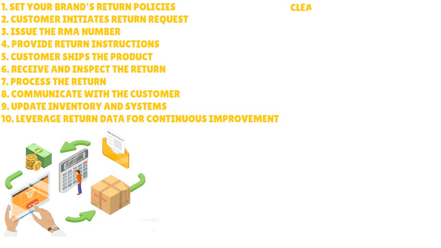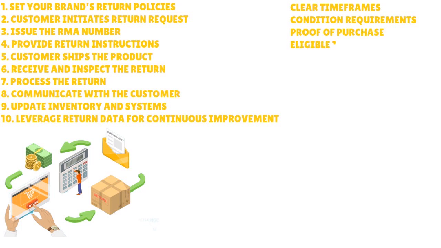Critical elements to include in your return policy are clear time frames, condition requirements, and proof of purchase. This can be a paper receipt or a digital receipt. You have to have eligible items, which is very, very important, as well as refund method, shipping cost, and process steps. Here you want to offer a step-by-step guide for initiating and completing a return, exchange, or refund.